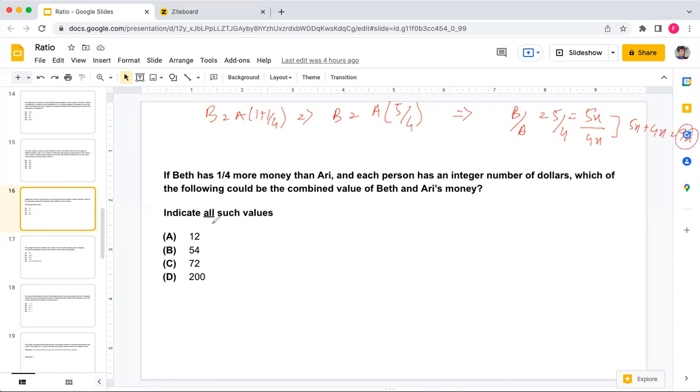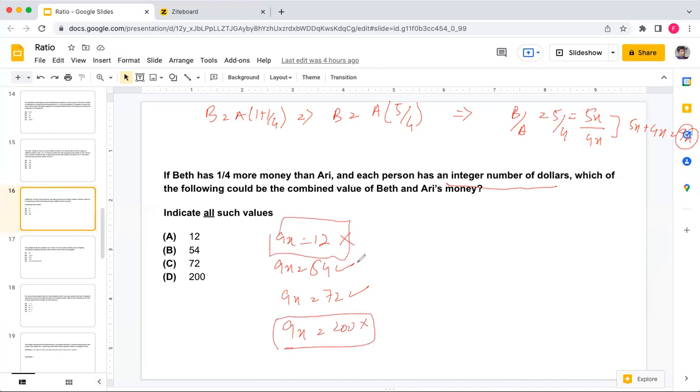So which of the following are possible values of 9x, keeping in mind that x is an integer? Can 9x equal 12? No, in this case x is not an integer. 9x equal to 54, yes. 9x equal to 72, yes. And 9x equal to 200, no. In those cases x is a fraction, but only in these two cases is x an integer value, right?